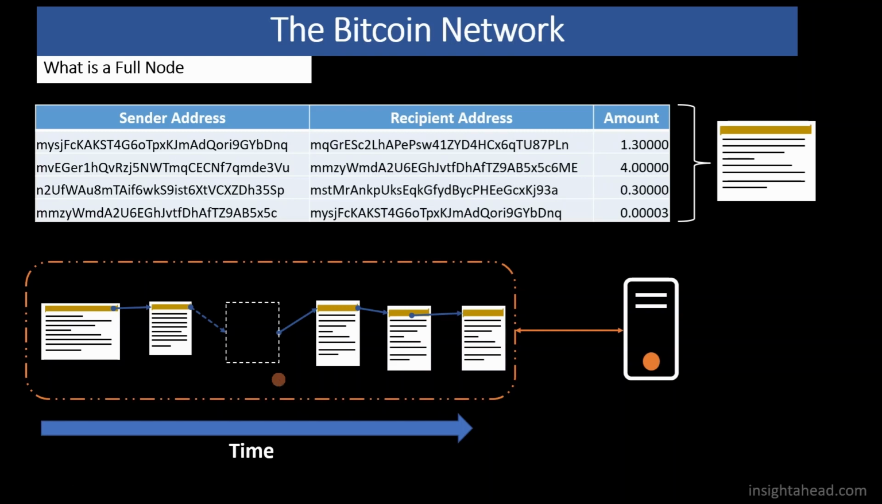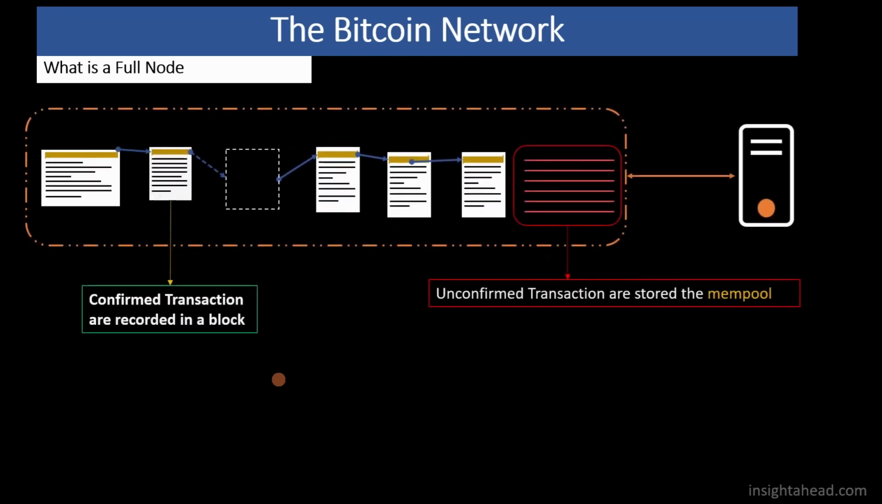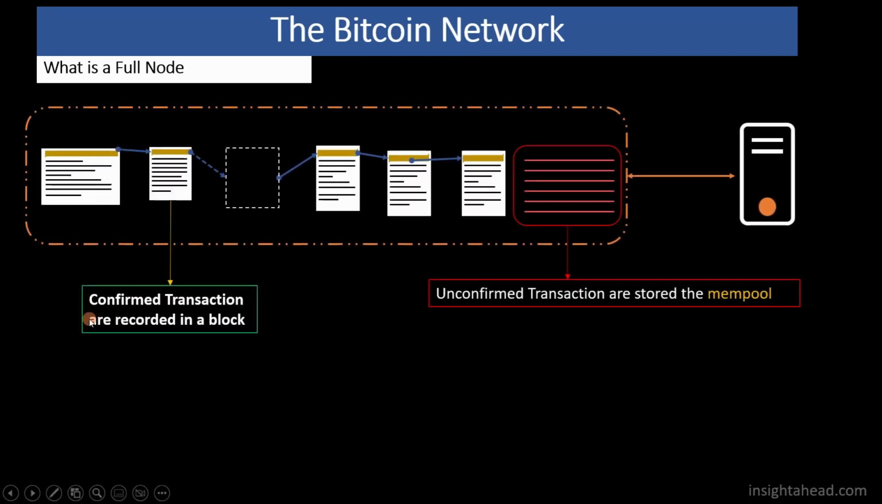But what happens with the transactions that are not yet included in a block? A full node also stores those transactions in something called a mempool, or memory pool. So on the blockchain, the confirmed transactions are inside a block, but the unconfirmed transactions are stored in the memory pool, also commonly known as the mempool.